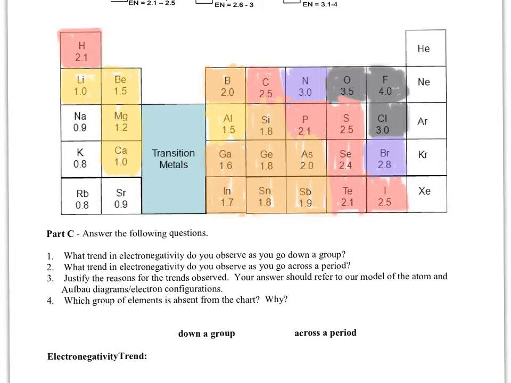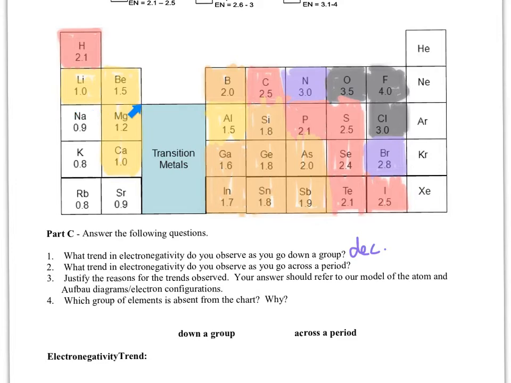So let's answer these questions together. The first question asks us, number 1, what trend in electronegativity do you observe as you go down a group? And so as we are going down a group, it looks like the colors are getting lighter. If you look at the majority of them, it looks like colors are getting lighter. So it looks like it's decreasing as you go down a group. So we'll say decrease.